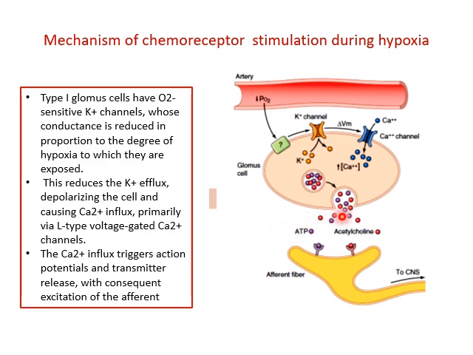Exocytosis here, these vesicles contain acetylcholine and another co-transmitter known as ATP. These will depolarize the receptor, and the depolarization of the receptor will set up action potentials in the afferent fibers that will eventually reach the respiratory centers in the brainstem.